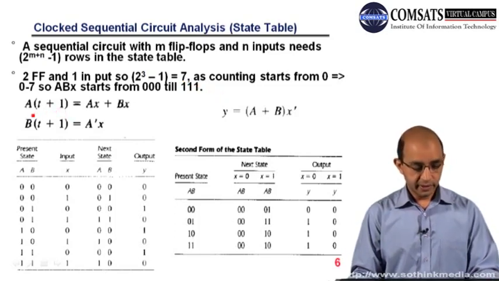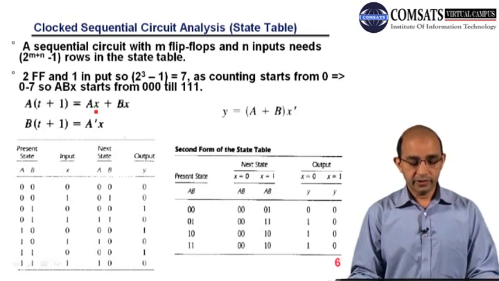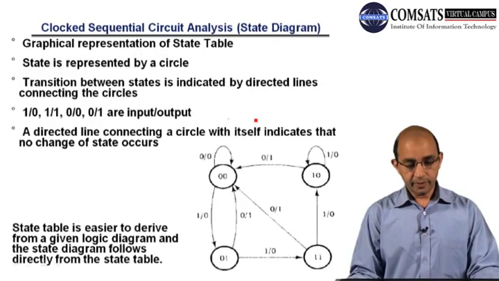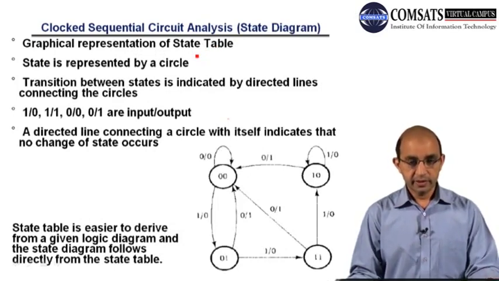So these are the equations, and here we have the equation for the next state. T plus 1 is mentioning the next state. This A has no bracket or subscript, so it means this is the present state. This is the next state, and this is the input. Similarly, we have the Boolean expression for output y is equal to a plus b into x.